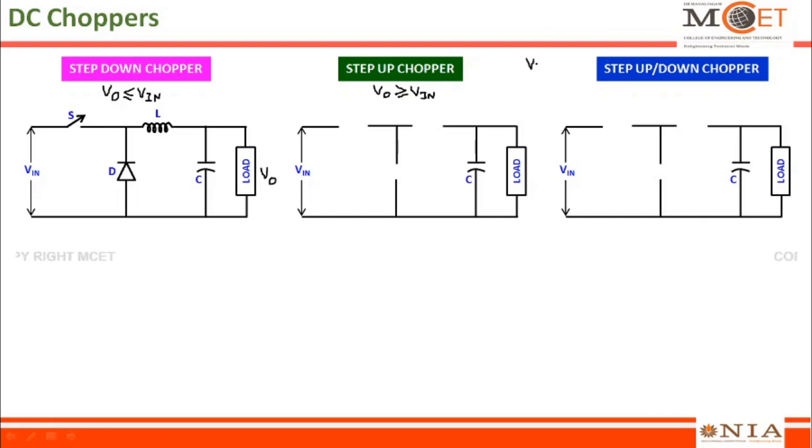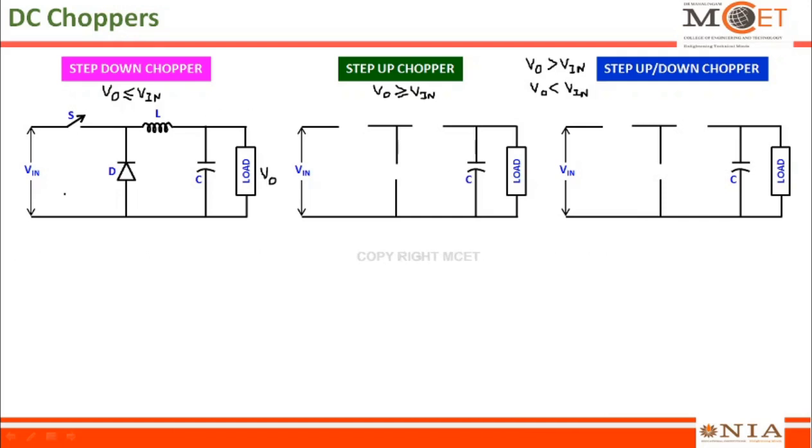That is, for some values of duty cycle, output voltage will be greater than the input voltage Vin. For some other values of duty cycle, output voltage V0 will be less than the input voltage Vin. So, this is the combination of these two.